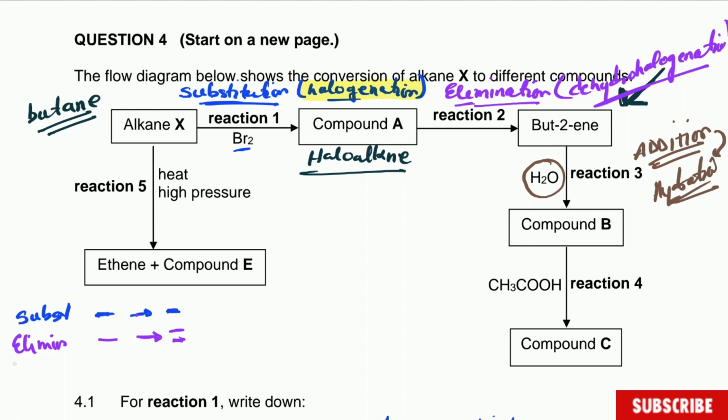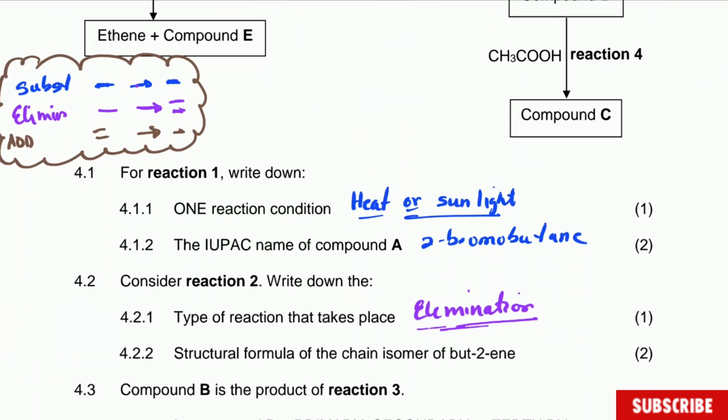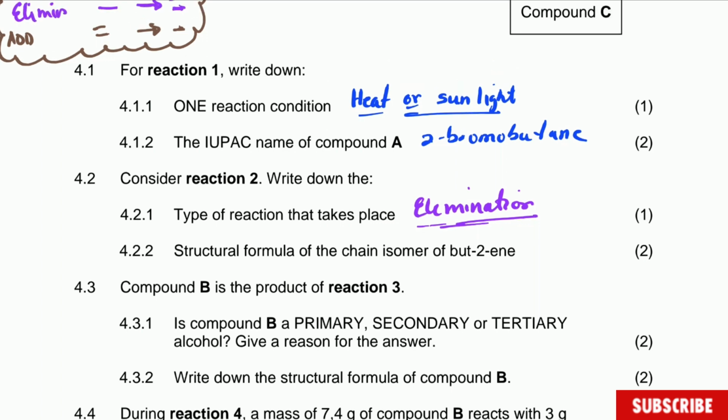We must know that in addition, you will start with a double bond and you will end in a single bond. This will help you to identify the main type of reaction that takes place there. So we know it's addition, and in actual fact it's going to be hydration. You are adding water, as you can see there. But let's see the question. The question says, is compound B a primary, secondary or tertiary alcohol? There is a video on that one. I'm going to leave the link. Give a reason for your answer.